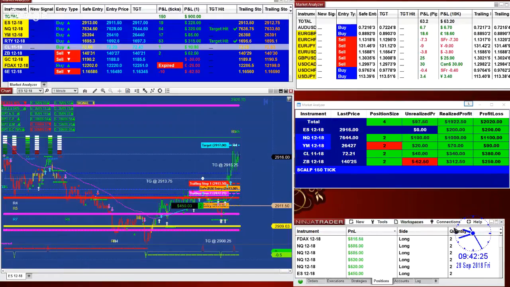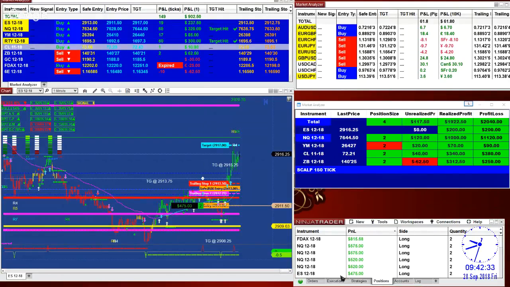And then we have the NinjaTrader controller doing the swing trading. So there are three different systems: signal entry, scalping, and swing trading. And we start covering everything within seconds.